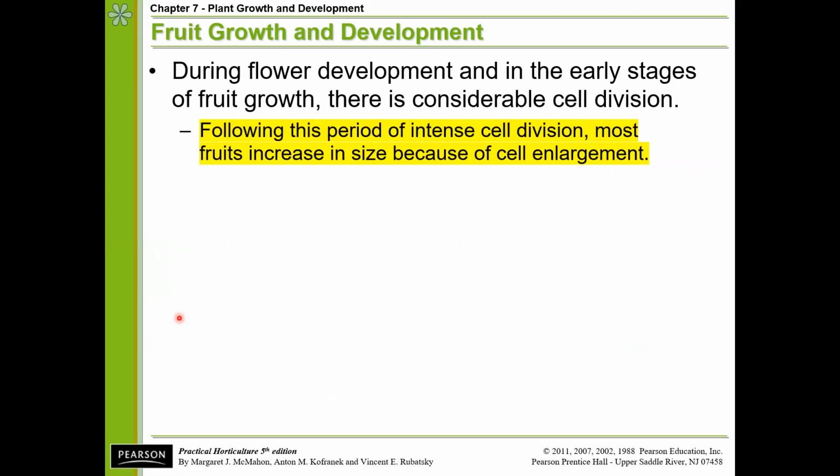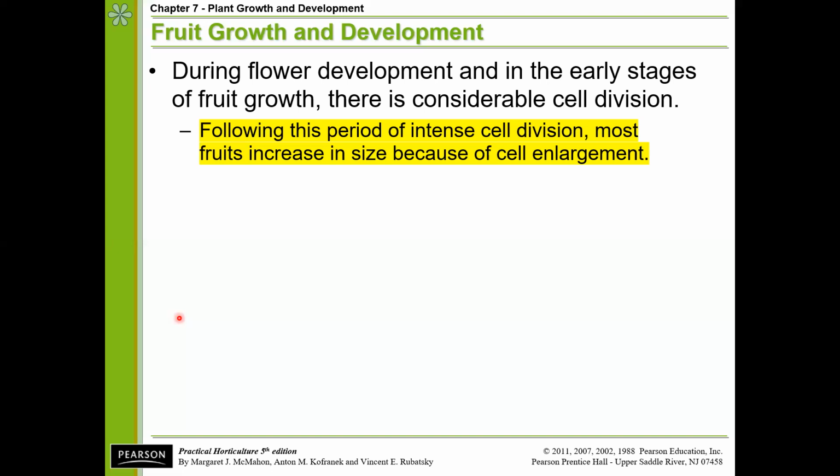So while the flowers are developing in the early stages of their fruit growth, there is some considerable cell division, but it basically increases to a point where it's a very intense period of cell division where these fruits are increasing in size because of cell enlargement. And there are different patterns of how fruits develop that are, of course, specific to the different species. But this is resulting from basically different hormonal signals from the plants.